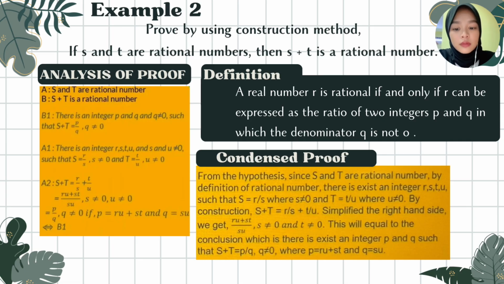So, for the last, we write the condensed proof. From the hypothesis, since s and t are rational numbers, by definition, they can be expressed as ratios of integers with non-zero denominators. By construction, their sum can also be written as a ratio of two integers with a non-zero denominator. Therefore, the sum of two rational numbers is rational.